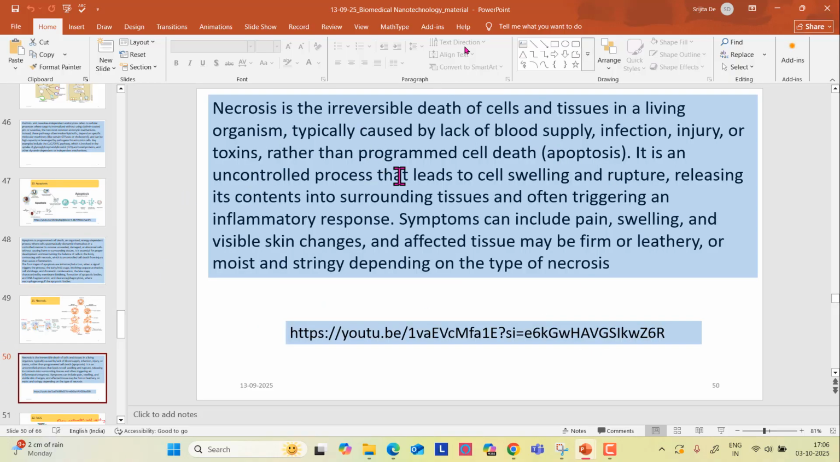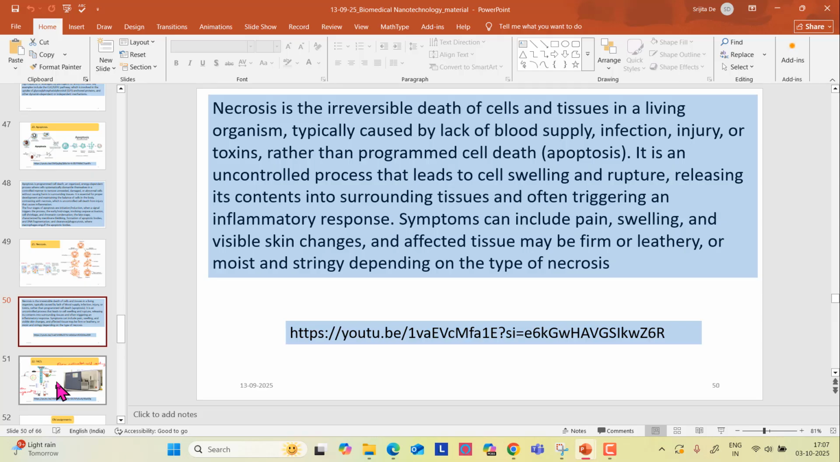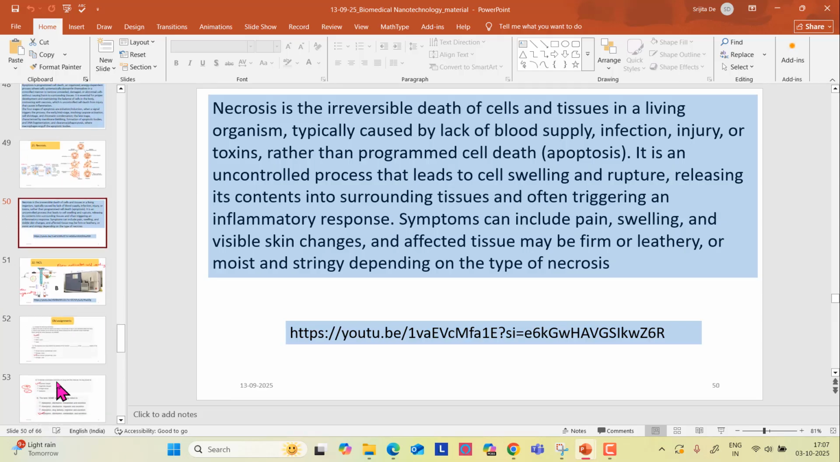Okay, so this is not good for your health. This comes after some high injury to tissues in a living organism, typically caused by lack of blood supply, infection, injury, or toxin rather than programmed cell death. It is an uncontrolled process. So in apoptosis, you have control over the cell death, but in necrosis, you cannot have any control. Swelling and rupture release its constituents into surrounding tissue, often triggering an inflammatory response. Okay, this leads to pain, swelling, visible skin changes, and other things. So this is the basic difference between apoptosis and necrosis.